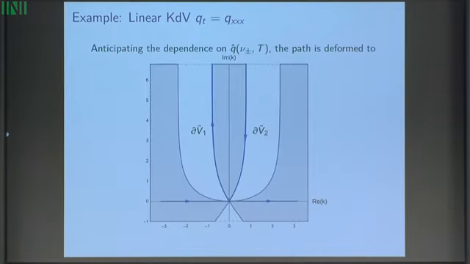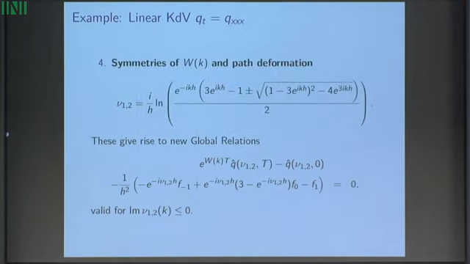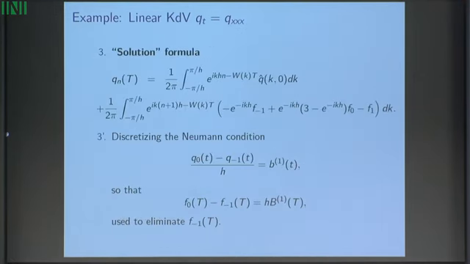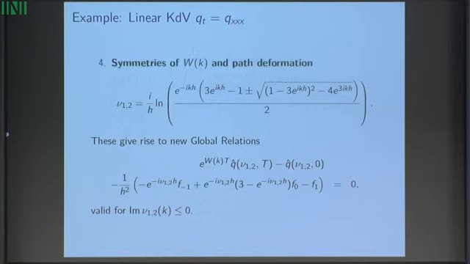Having eliminated, we can use this to eliminate f1. So f1 is over here. Let's go back to our solution formula right there. If you're using these new global relations to eliminate f1, so solve this for f1, you're going to bring in Q hat evaluated at the new symmetries. And that's something that you don't want in your solution formula.